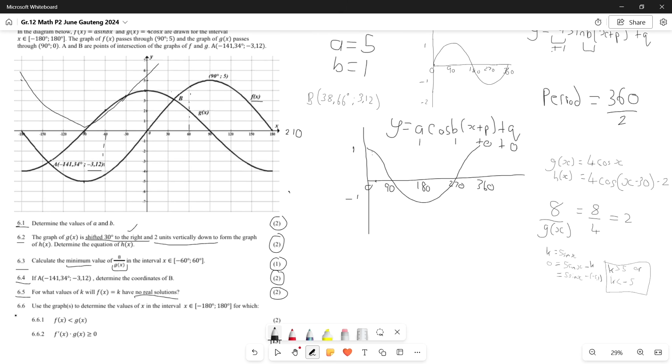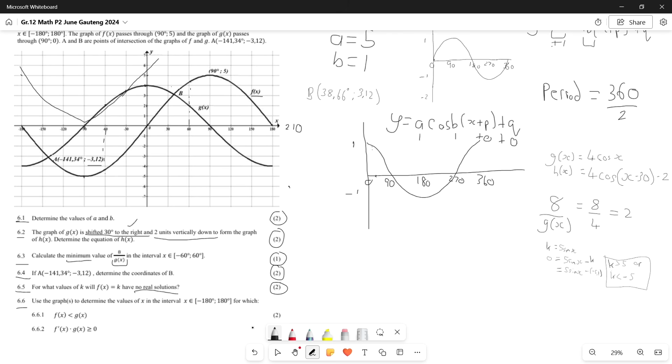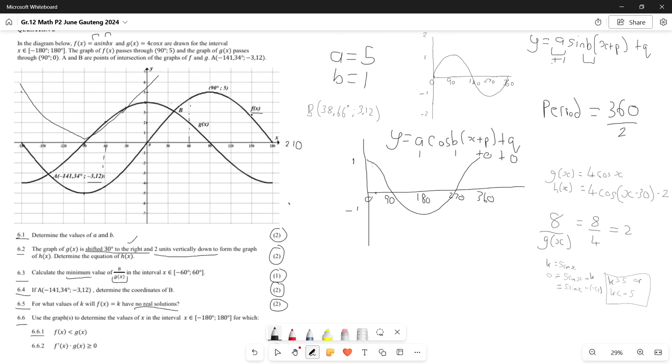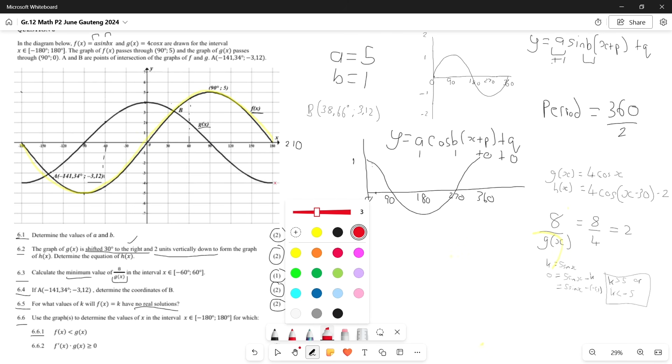And then from there, last question over here, 6.6 says, use the graphs to determine the values of x in the interval of x is an element of minus 180 degrees to positive 180 degrees, included for both. So it is just this whole area here that they mapped out for us from negative 180 to positive 180. So they're saying for 6.6.1, f of x is less than g of x. So our f of x graph over here is less than our g of x graph over here, which means f of x is here and g of x is over here.